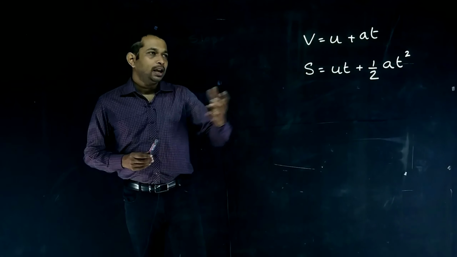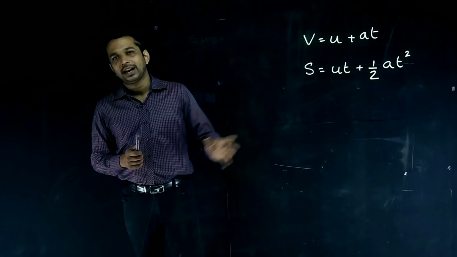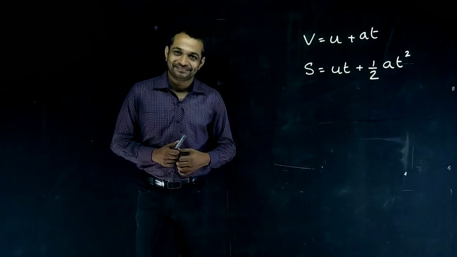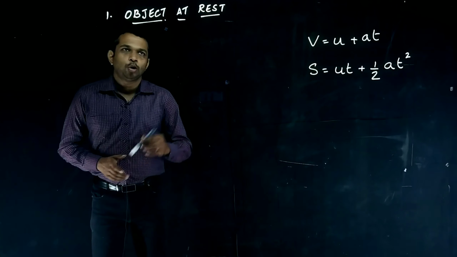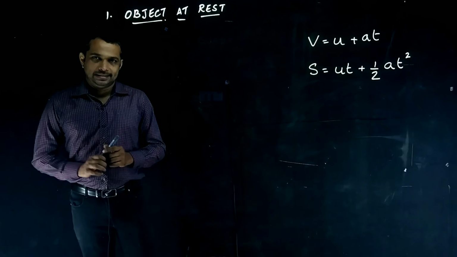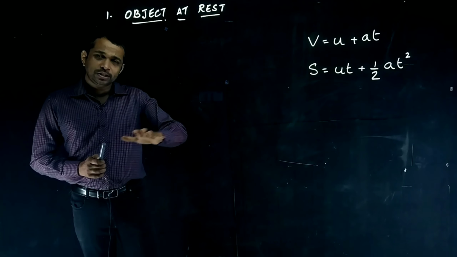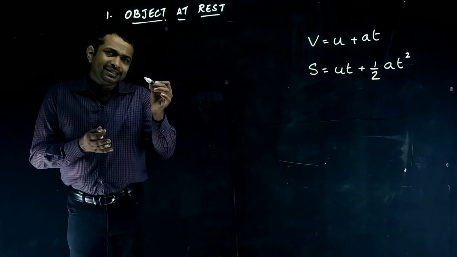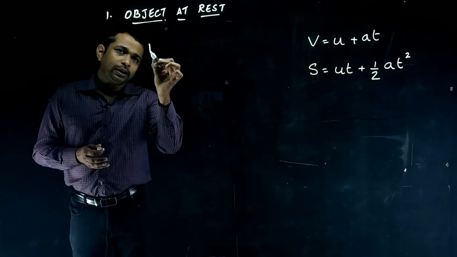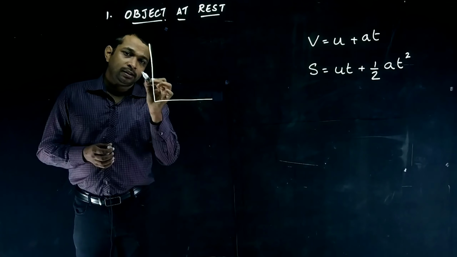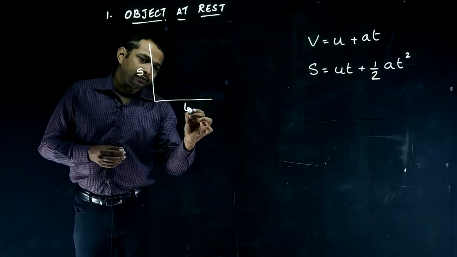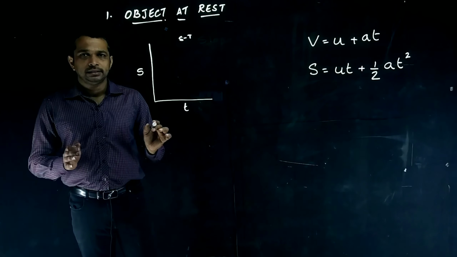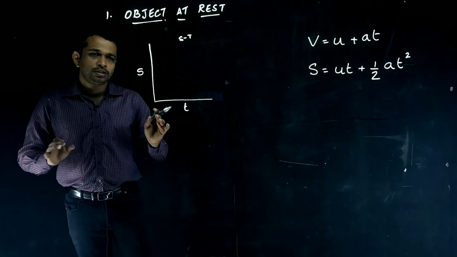Okay, now let's see how the equation and the graphs will change in different cases. Now the first case: the object is at rest. That means the object is not moving. In this case, how will the graph look? This is the distance time graph, the s-t graph. At all points the distance is not changing.